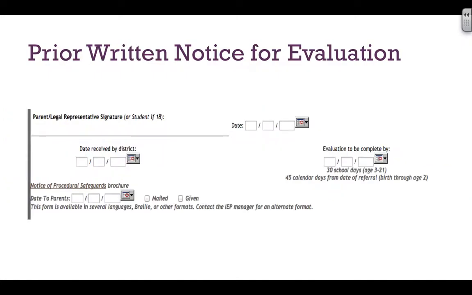Given that case managers are completing and printing the prior written notice for evaluation, case managers are also responsible for completing the dates at the end of the document. This includes the date of parent signature, date the prior written notice was received by the district, date the evaluation is due based on the date it was received, and the notice of procedural safeguards. This concludes the first screencast.